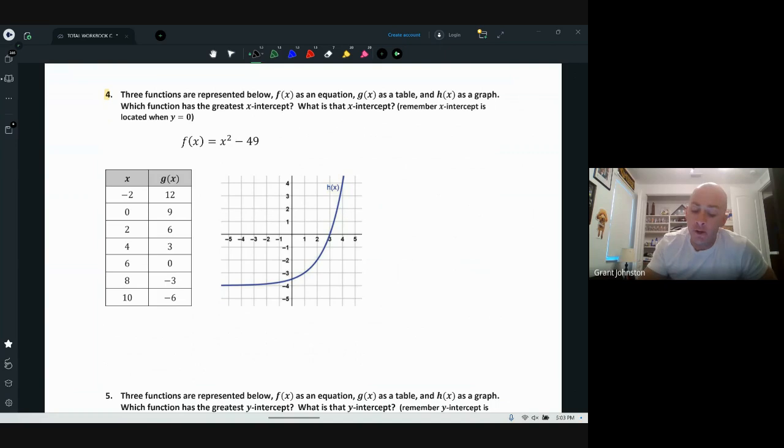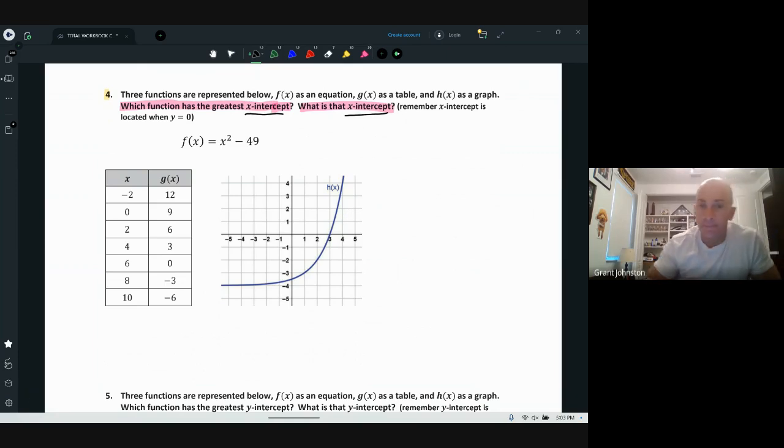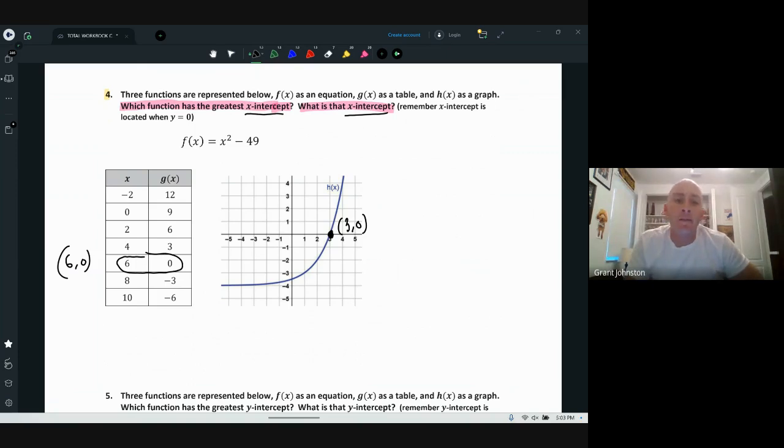Number 4, 3 functions are represented below. F of x is an equation, g of x is a table, h of x is a graph. Which function has the greatest x-intercept? What is that x-intercept? So now we're talking about x-intercept. Remember, the x-intercept is located when y equals 0. So for g of x, the x-intercept is at 6, 0. For h of x, it's at 3, 0. All right, so that's g of x and h of x.